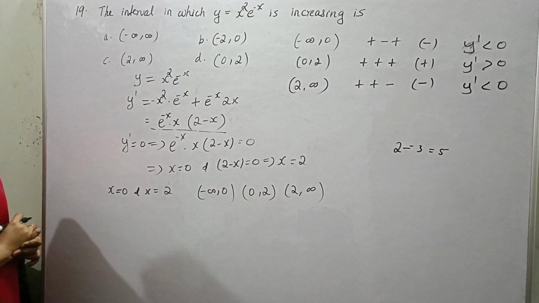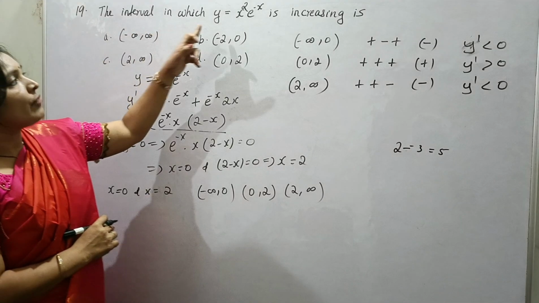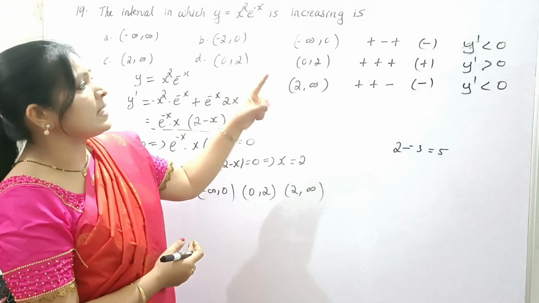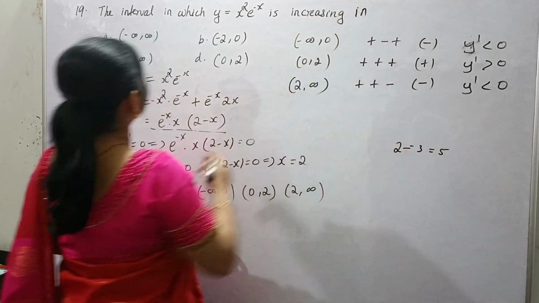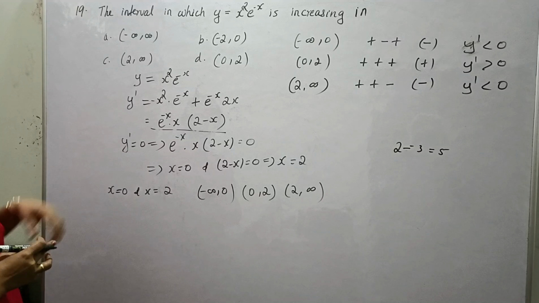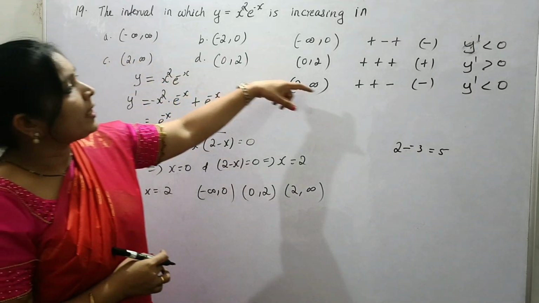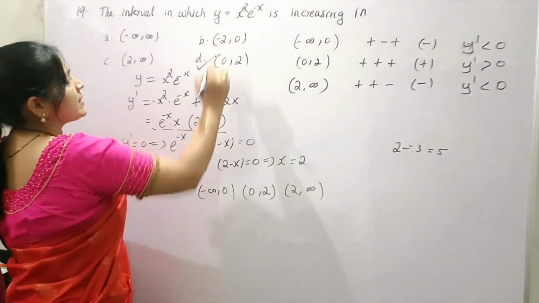So here what we have to find is the interval in which the function y is equal to x square e raised to minus x is increasing. Increasing in which interval? Increasing in the interval 0 to 2. So D is the answer.